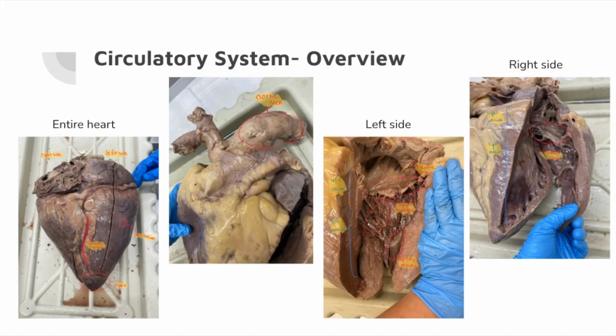Deoxygenated blood from the body comes in from the vena cava, a vein that contains cranial and caudal ends, where it travels to the heart inside the right atrium, which pumps to the right ventricle. Separating the right atrium and ventricle is the tricuspid valve. Valves prevent blood from flowing in from the wrong direction.